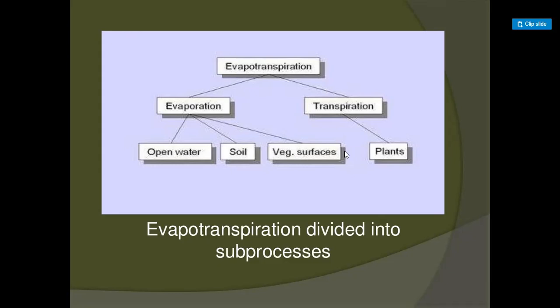Seasonal consumptive use of a crop is the total quantity of water used by it in evapotranspiration during the entire growing season. A knowledge of PET and seasonal Cu is useful in designing irrigation systems. And next, factors affecting evapotranspiration. Guys, here evapotranspiration is divided into sub-processes. Evapotranspiration is evaporation and transpiration. Evaporation is from open water, soil, and vegetable surfaces. Transpiration is from the plants. This is the evapotranspiration divided into sub-processes.